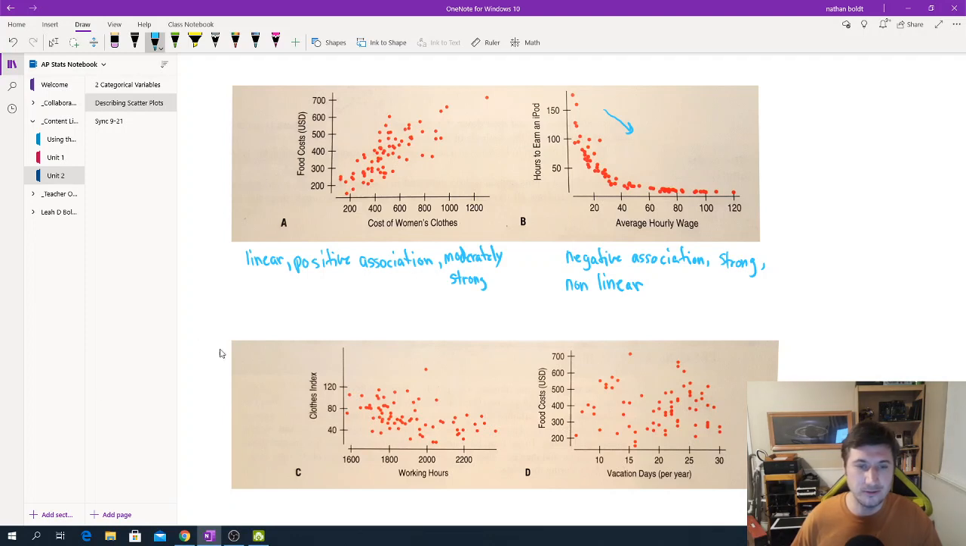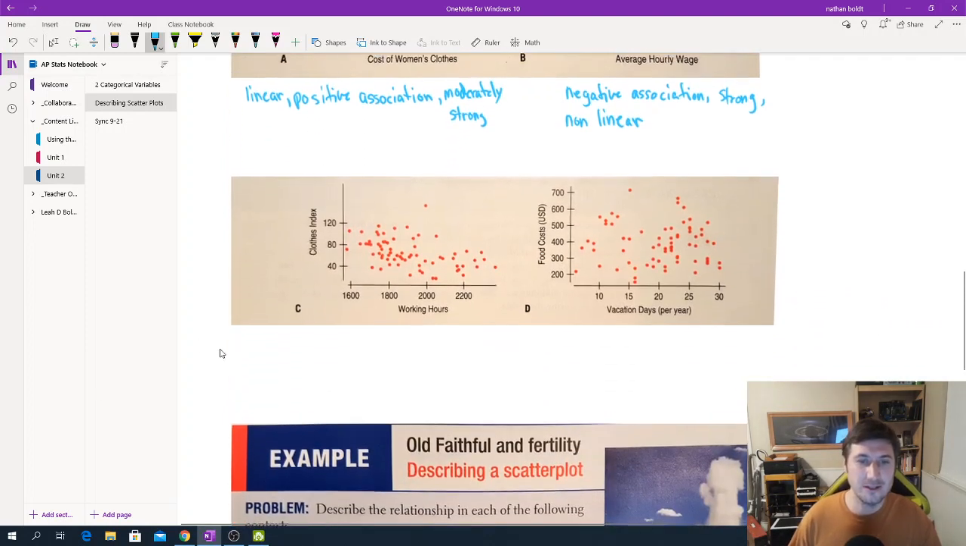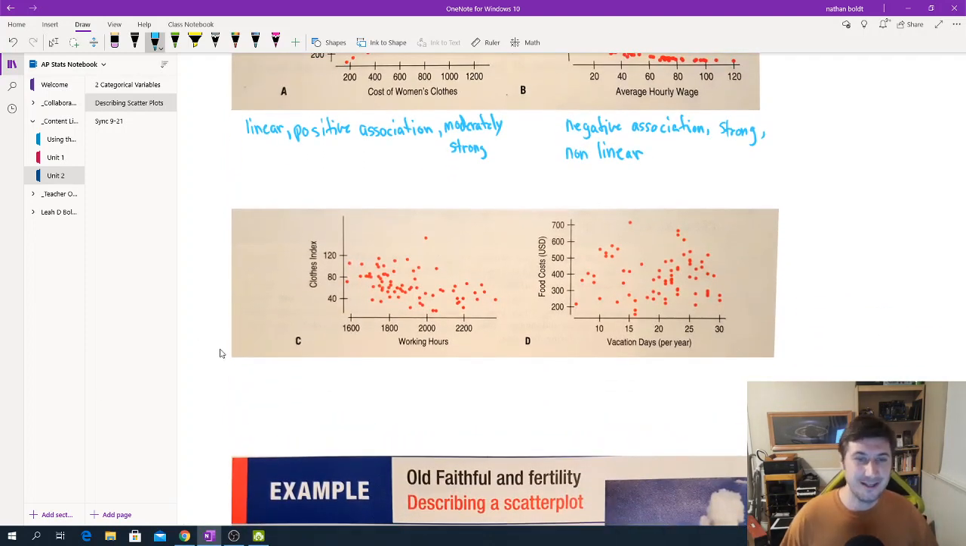All right, let's do these next two. So I look at this one. It looks kind of straight, so I think I will go a negative linear association. But as you can see, those points are fairly spread out. It doesn't make a very great line, so I would call that one weak. Okay, so negative linear weak.